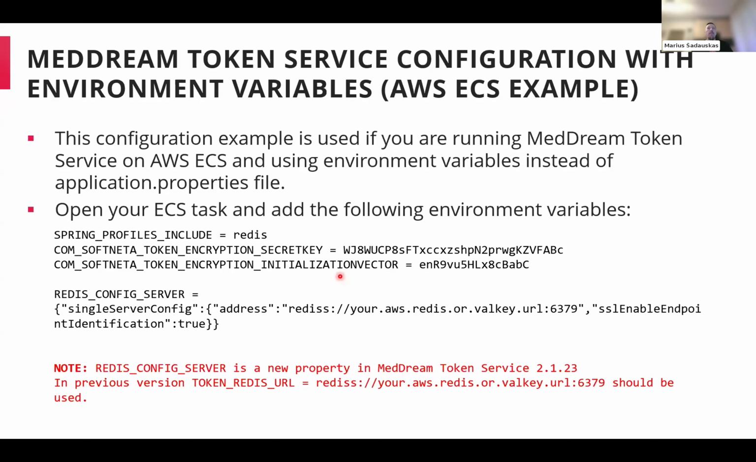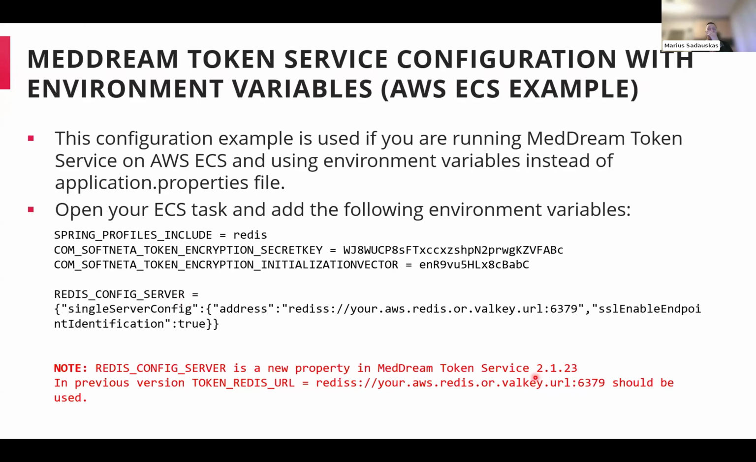Here is also an example of MedDream token service running on the AWS Elastic Container Service. Here you can see what environment variables are used for the initialization vector, encryption secret key, and what is the value of the Redis config server.